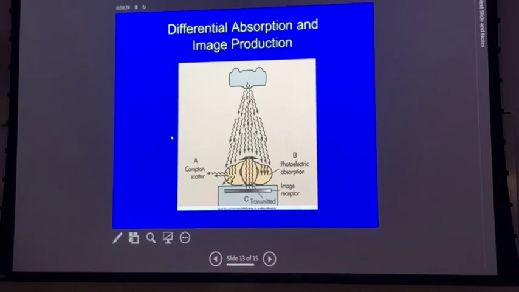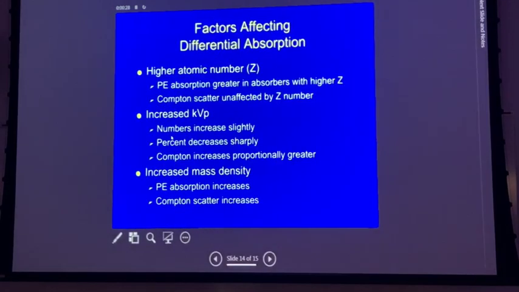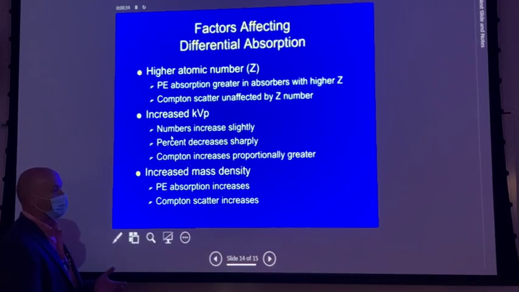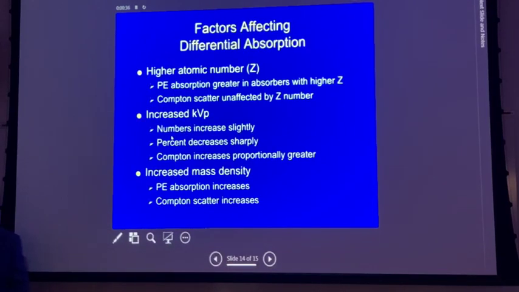So differential absorption and image production. Higher atomic number, we reference that by Z number, or Zeff, you'll see it referred to sometimes. So photoelectric absorption is greater in absorbers with higher Z numbers, higher atomic numbers, so the more likely you're going to have absorption, even if it starts off as Compton.